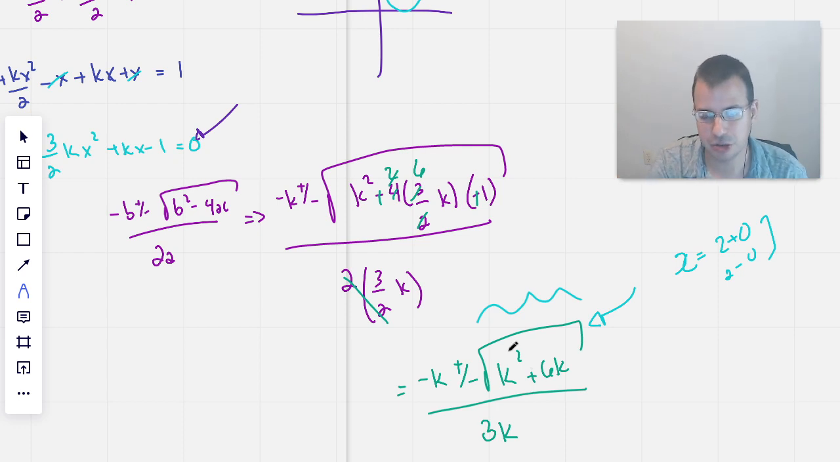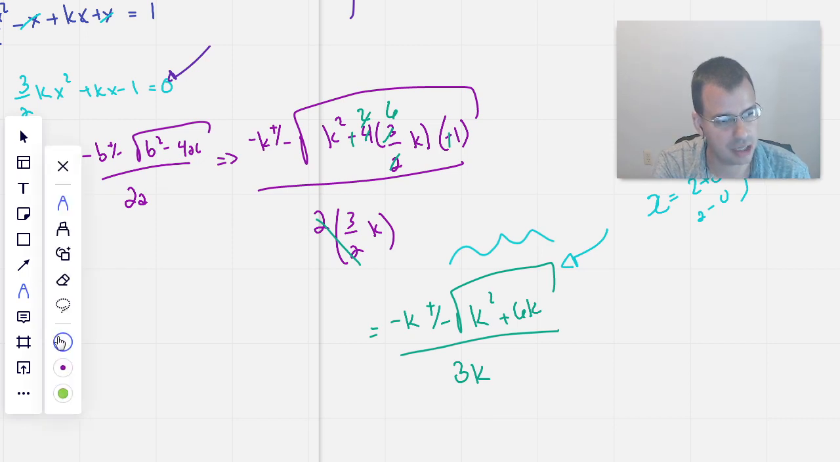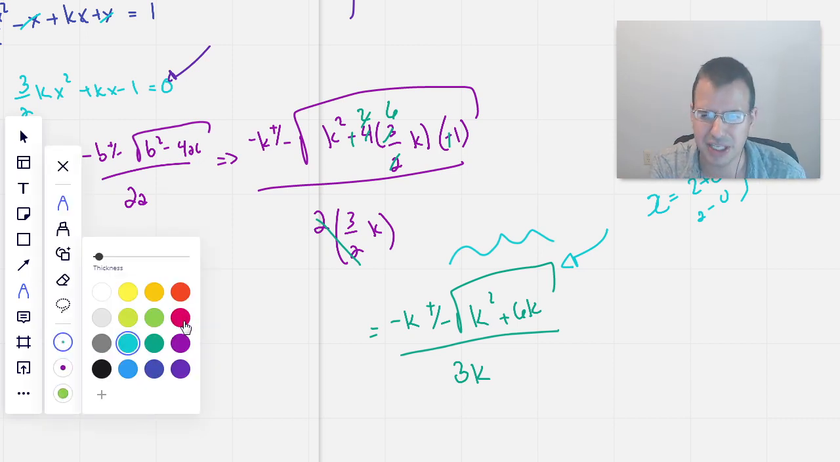And you can get 0 solutions when this is a negative number, because you can't take a square root of a negative number. Well, you can, but for the intents and purposes of this, without using imaginary numbers, we're going to pretend you can't.